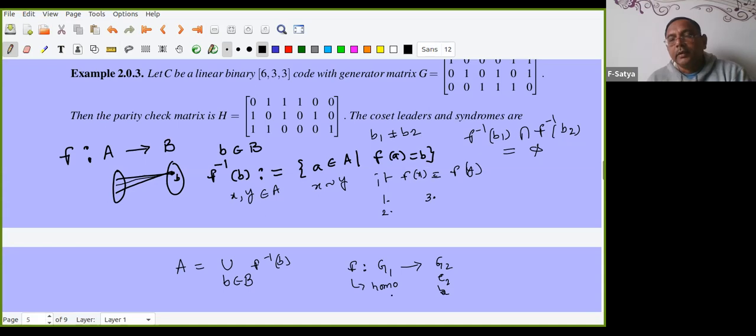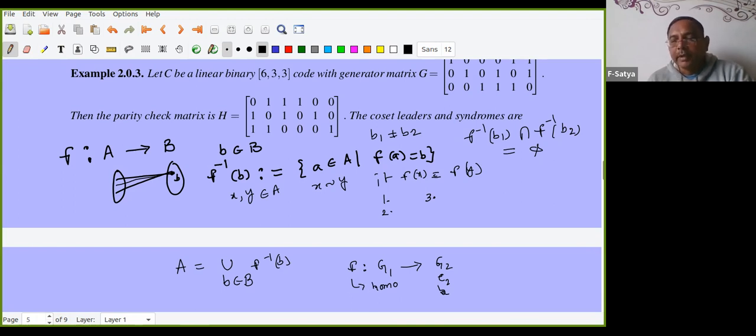So the beauty is that if it is a homomorphism, the inverse image of the identity element is the kernel. And not only that, if you take any other element, its inverse image is exactly the kernel plus that element, it is a coset. Right? This is a beautiful part.